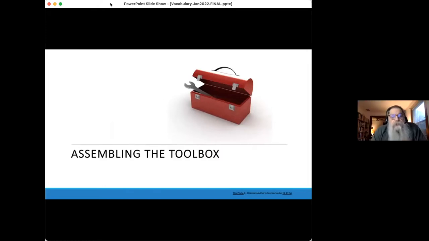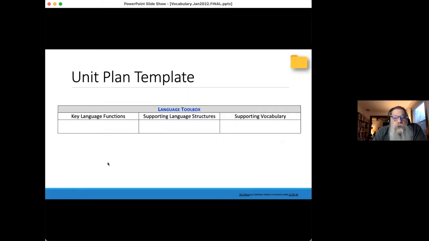Thanks, Joanne. So in the unit plan template that you'll also find in the resource folder that we talked about in a previous webinar, we've identified target vocabulary in the section called the toolbox. Here's the part of the unit plan template that talks about the toolbox. So we see a place for you to put the groups of language that are needed to enact the language functions that you've identified already in your can-do statements.